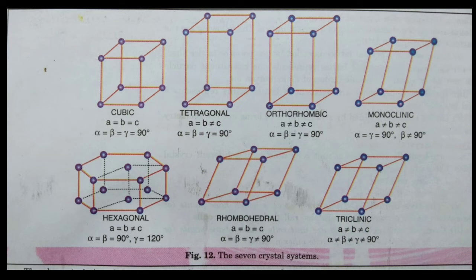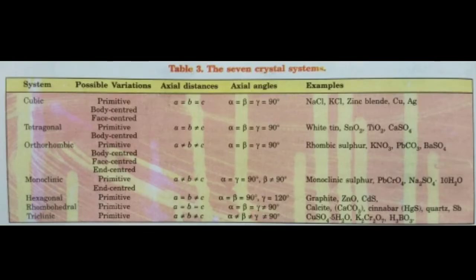The next one, which is the last one, that is triclinic. The three axes are of unequal length and all angles are different, but none is perpendicular to any of the others. That is, a is not equal to b is not equal to c, all angles different and none equal to 90 degrees. Let us see the different possible variations for all these 7 crystal systems.